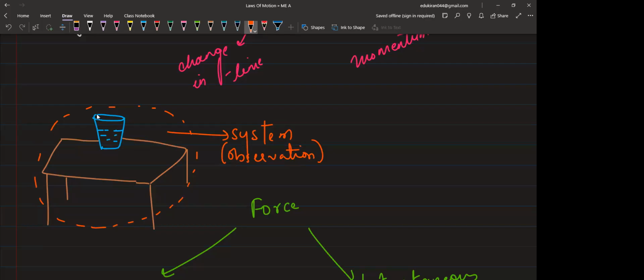So this is under observation. I am questioning and solving, and this is the area which I'm observing, nothing else. That this glass is kept on the table. That's it. This is the area of my observation. So this is my system.